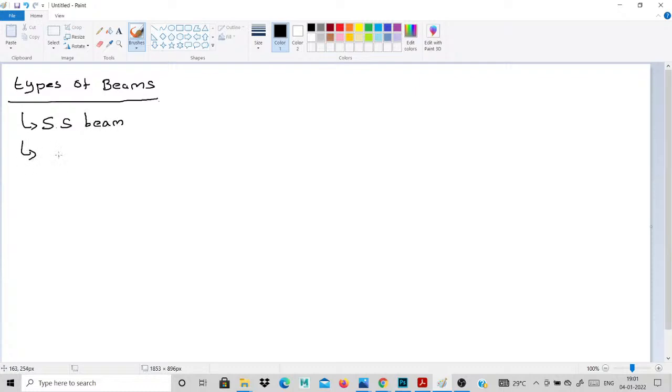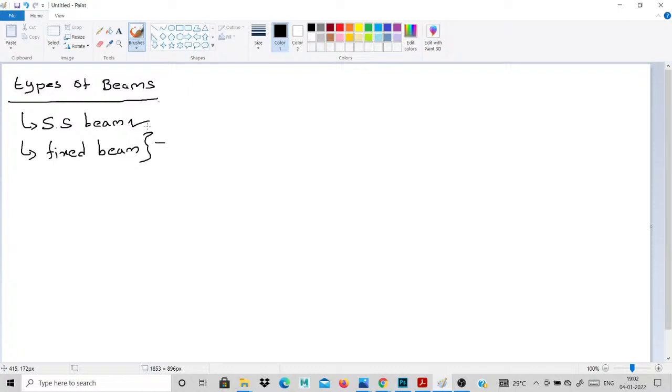The second one is a fixed beam. These two beams are mainly used in our field. The main one is a simply supported beam, and another one is a fixed beam. In most conditions, we analyze fixed beams in STAAD and also manually.